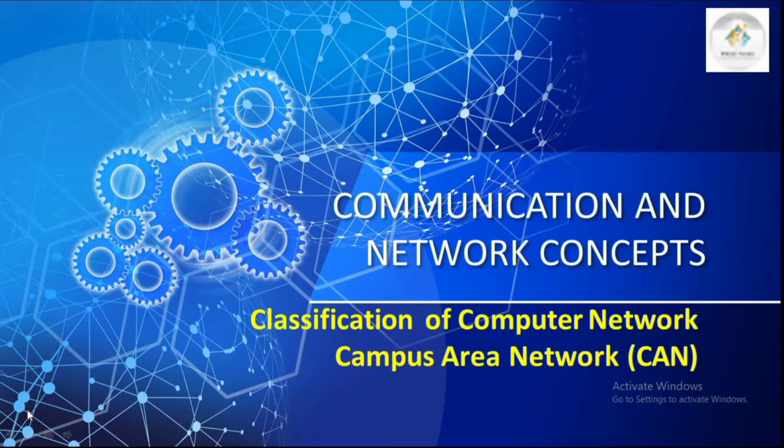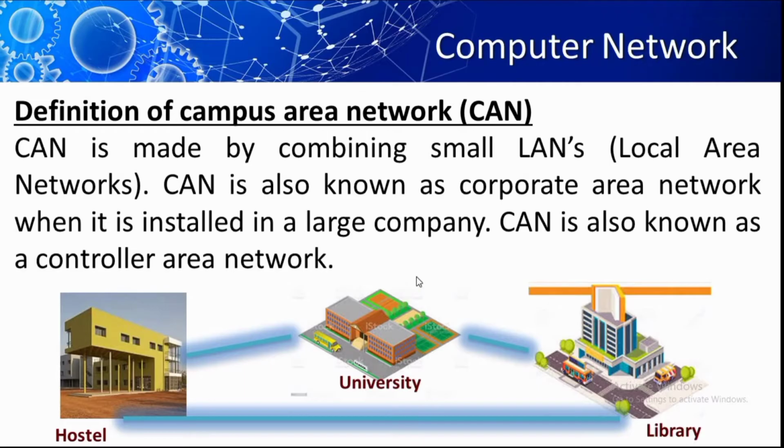In today's video, we will discuss Campus Area Network. Here, CAN stands for Campus Area Network. A CAN is a network that joins two or more LANs together. The best example can be your university, which has hostel, library, and other departments. Each department has its own LAN and all the departments are connected to each other, which will be called as CAN.